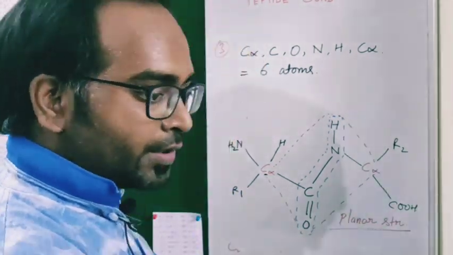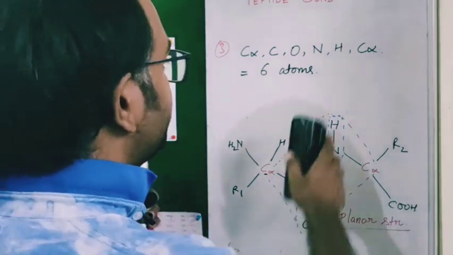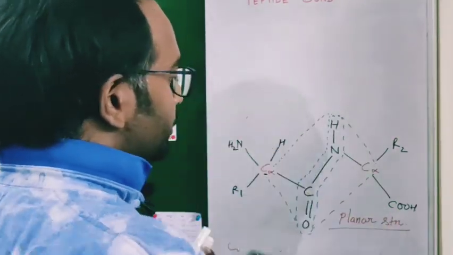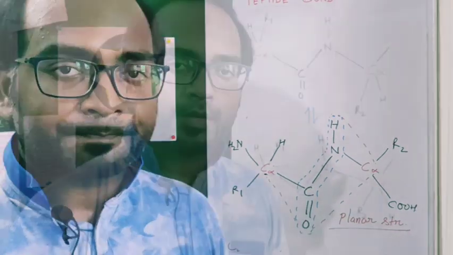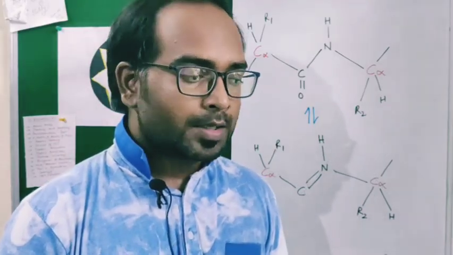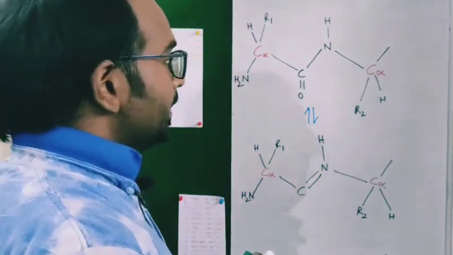Now the fourth question is what is the nature of the peptide group? The nature of the peptide group is that it has a resonance property. It has partial double bond character.